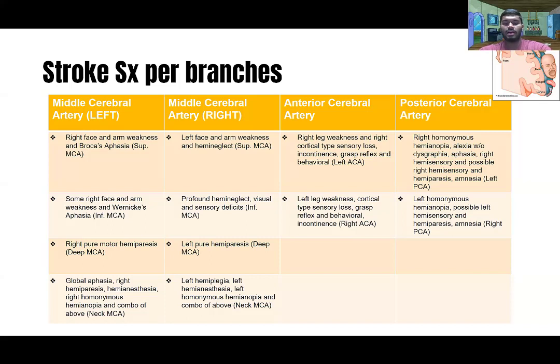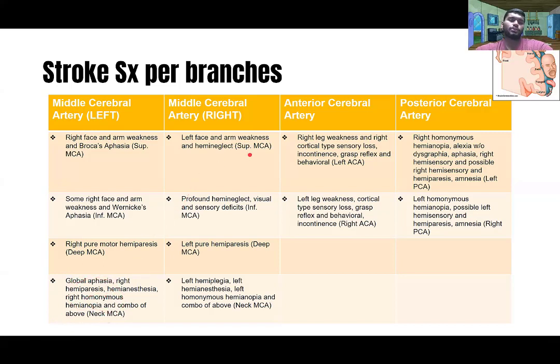And the MCA is in the middle, so it's going to supply parts of this wire. And so this is going to cause right homonymous hemianopia because there's going to be damage to the optic tract. And when we go over cranial nerves, we will go more in depth on this topic. And then the last symptom is a combo of above. I'm not sure why they said that, because all of this was a combo of the above, but whatever.